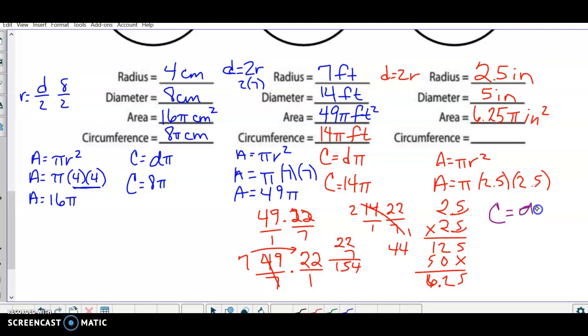So diameter times pi. Diameter is 5. So 5 pi inches. So I hope this is helpful. Try to do the maze and check your work, and then there will be a Google form with some practice for you.